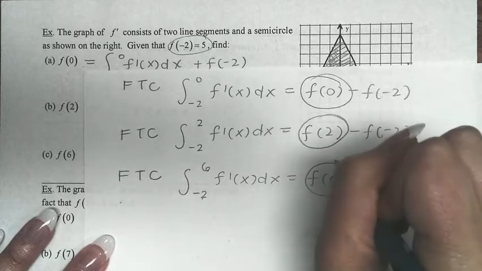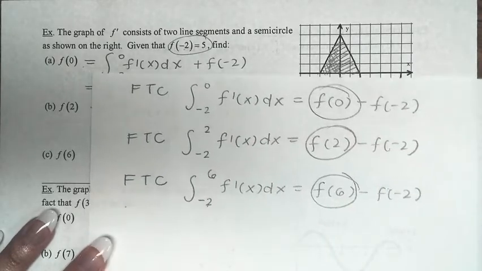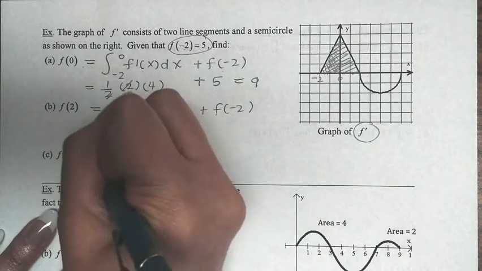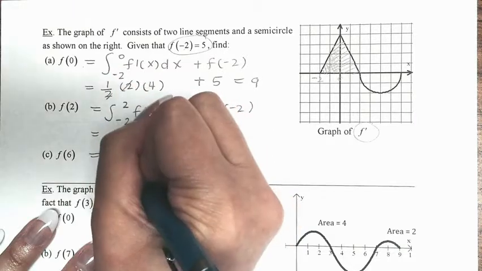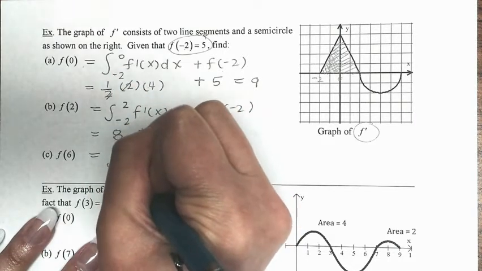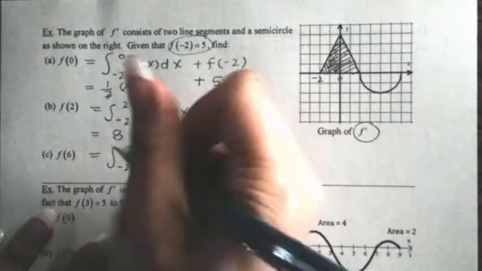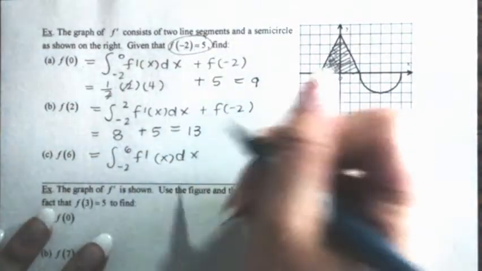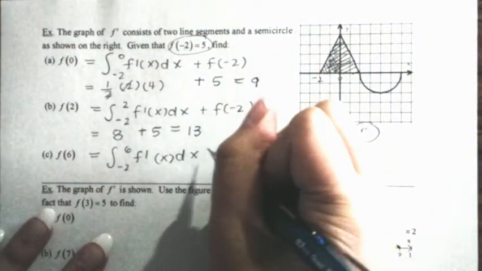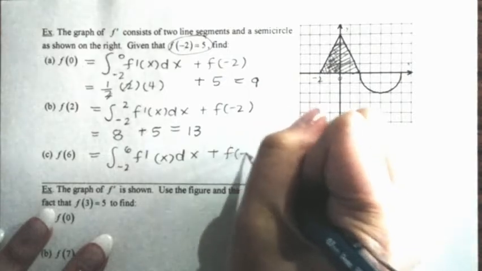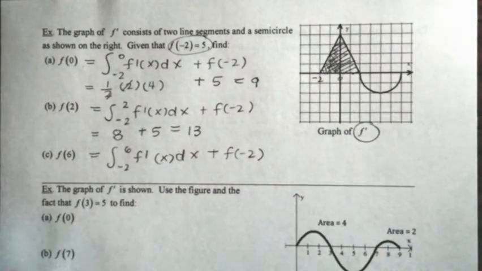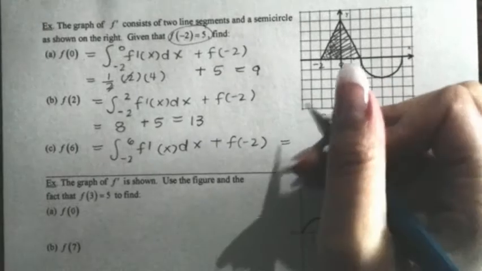We're looking for this guy, so following the same idea, we're going to move the f of negative 2 to the other side, having the integral from negative 2 to 6 of f prime of x dx being equal, plus f of negative 2, okay? And then you have that this is going to be equal to what?